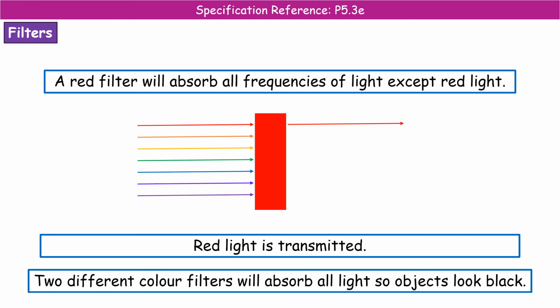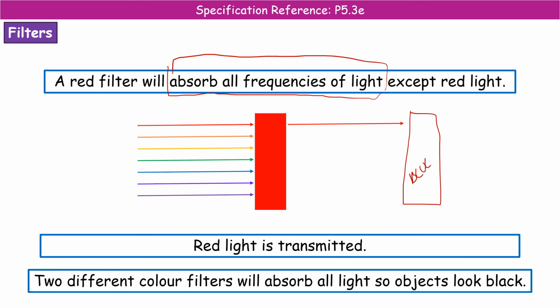In this case, I put a red filter in. Because we have a red filter, that will absorb all frequencies of light except for red. So filters absorb all frequencies of light except that of the colour that they are. So remember that phrase there: absorb all frequencies of light, except obviously the colour it's made from. As a result, the light coming out the other side of the filter is red, because the red light is transmitted.